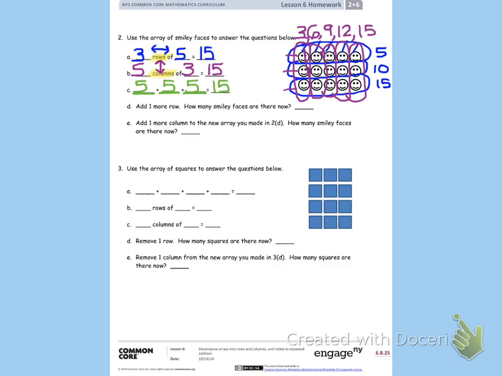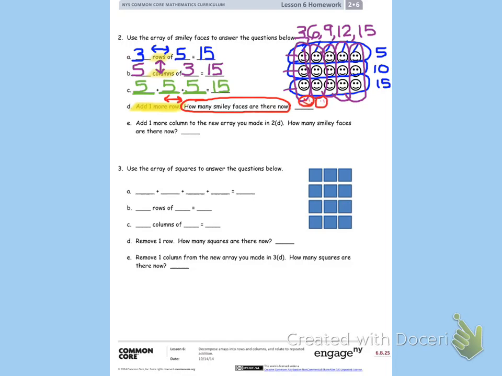Item D. This one says add 1 more row. How many smiley faces are there now? I'll go ahead and circle that so I remember to answer the question. All right, now I will add 1 more row. I'm going to write myself a reminder above the word row that rows go side to side. I'll add my smileys now.